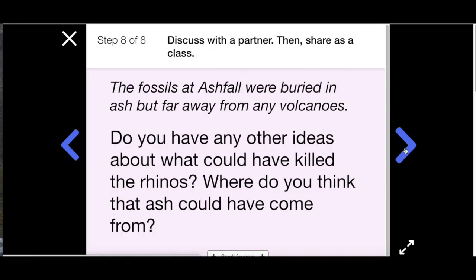Okay, thinking and discussing time. The fossils at Ashfall were buried in ash, but they were far away from any volcanoes. Do you have any other ideas about what could have killed the rhinos? Where do you think that ash could have come from? We'll leave that question to sort of simmer in your brain, and we will come back to it as we learn more about the Ashfall fossil beds and volcanoes.